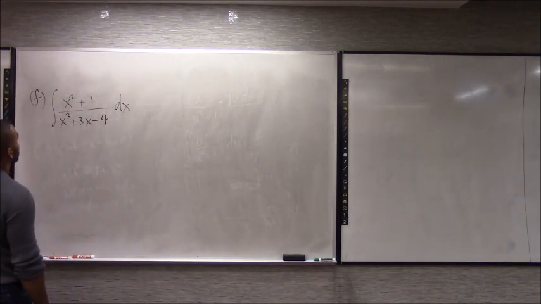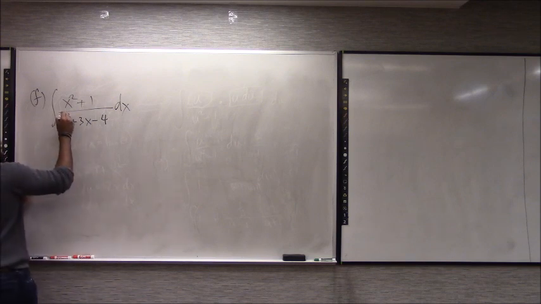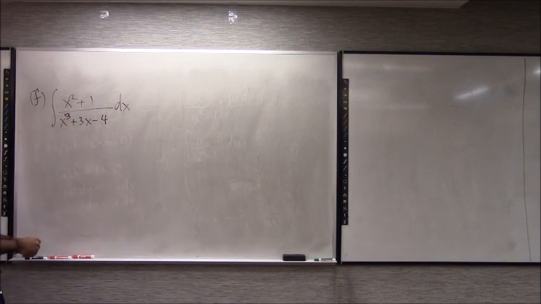What happens here? It's partial fractions. Okay, how do I get it to work? The denominator is x plus 4, x minus 1. Oh, it's cubed. It's a cube. Yeah, yeah, it's very sneaky, huh? Look out for that.